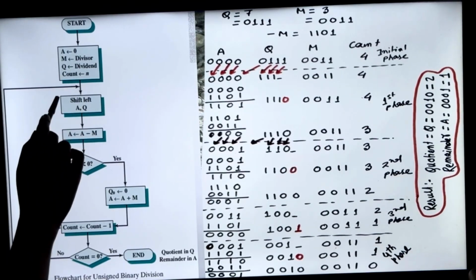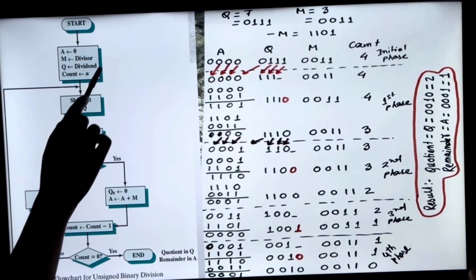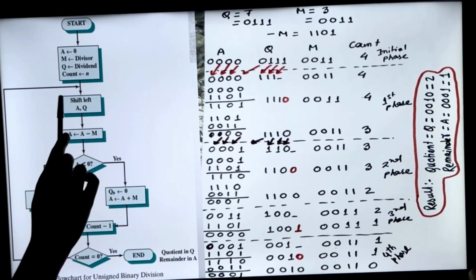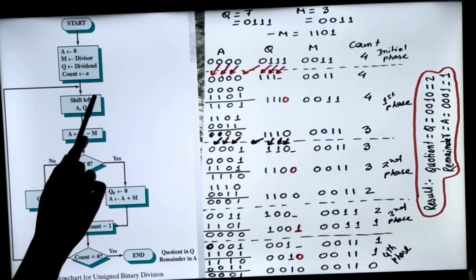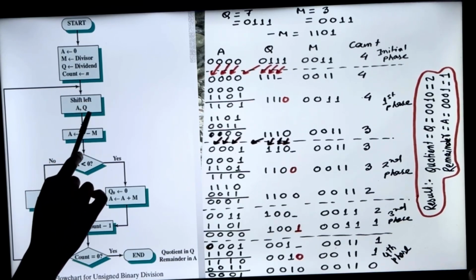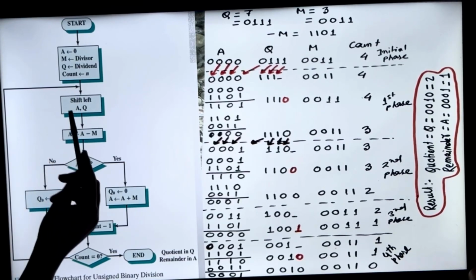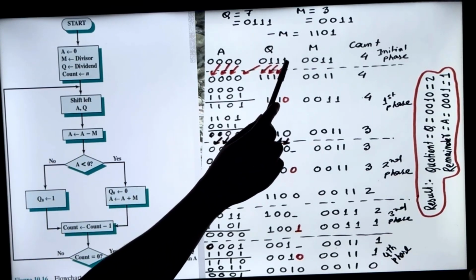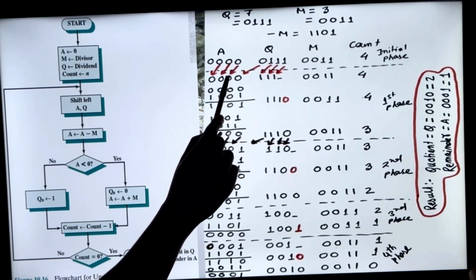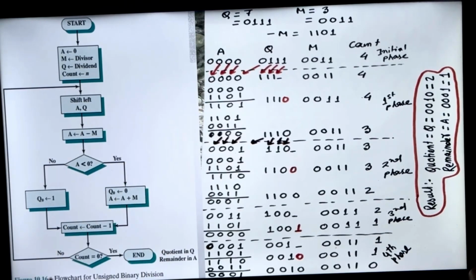Next, once initialization is done, without any condition I have to immediately shift left, not right. In multiplication we did right shift, here left shift. I have to shift A and Q left, one bit from Q into A. This bit will come here, this one here, and so on. The leftmost 0 will be eliminated because there is no space.